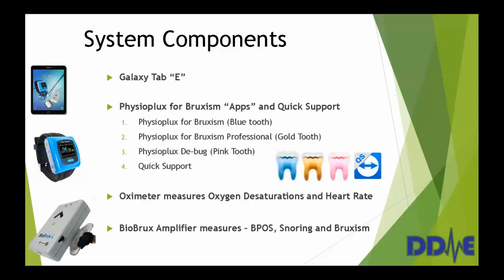With regards to sensors, there's two sensors. First is the oximeter. It's a wrist pulse oximeter that measures oxygen desaturations and heart rate. Oxygen desaturations are also known as SpO2. So if you ever see that term, that's referring to that. And the second sensor is the BioBrux amplifier. And the BioBrux amp measures snoring, bruxism, and body position.